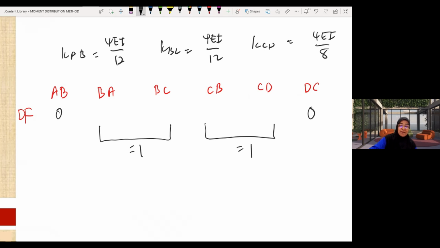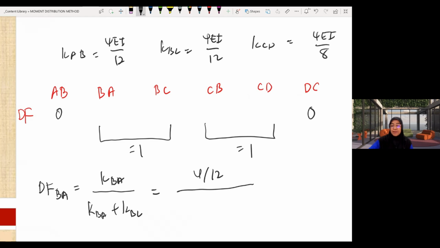For DF BA, it is KBA divided by the total at B, which is KBA plus KBC. EI will be cancelled. So it is 4 over 12 divided by 4 over 12 plus 4 over 12. So we get 0.5. And since the total of BA and BC must be equal to 1, BC is also 0.5.